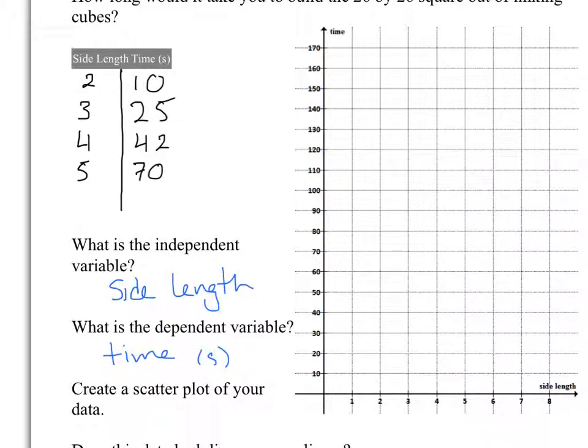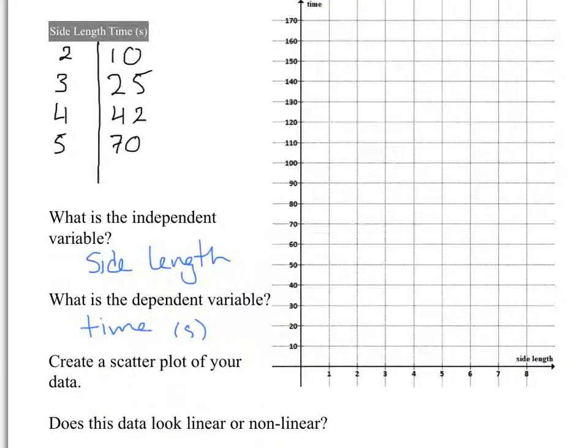After that, I asked you to create a scatter plot. So we have 2 and 10, so that's 1 point, 3 and 25, that's another, 4 and 42, 5 and 70. So that gives us data like that.